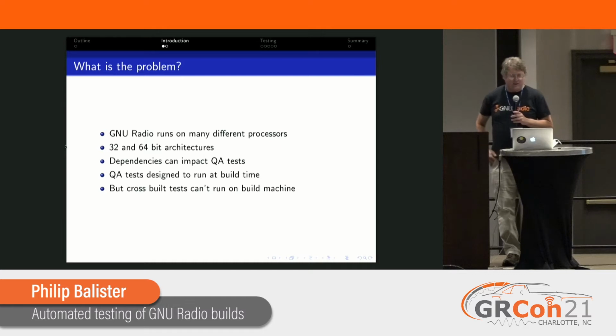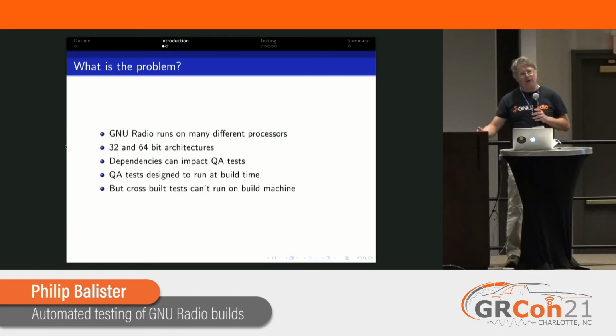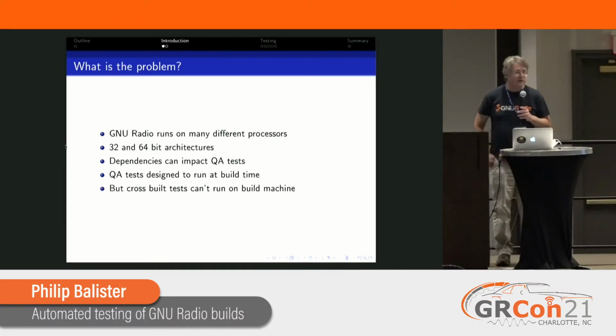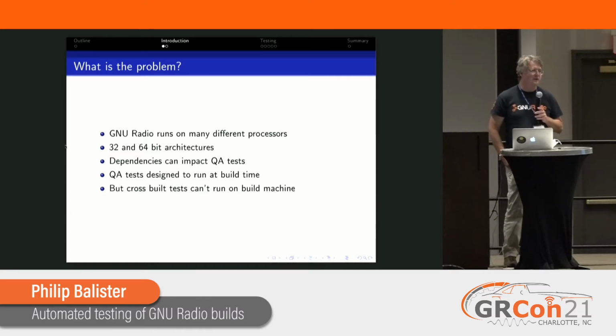The QA tests in GNU Radio are designed to be run on your build machine. So you type make, you wait a while, and then you type make test, and it runs the QA. And it has to go through a number of hoops to run the QA tests on your build machine. And I think those are going to be talked about in the next slide. But if you're doing a cross-compile, you build for a different architecture, so the binaries just won't run.